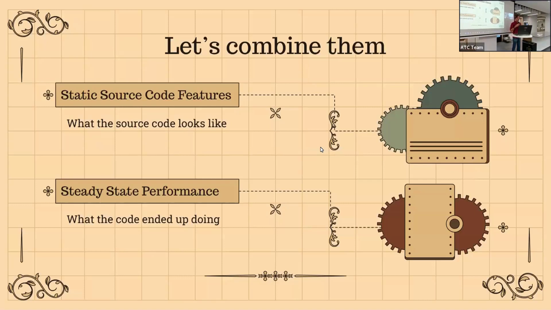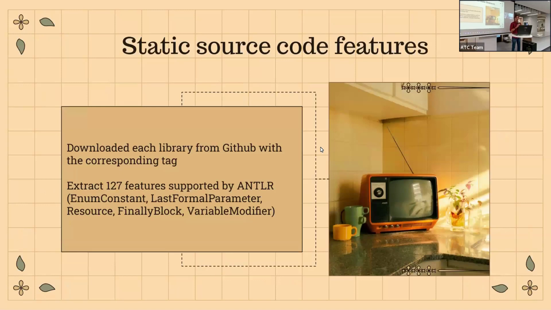And the second is the steady state performance. This is from a large, like 50 gigabyte data set that the people that wrote the initial paper gave us. And we use this 50 gigabytes of data to map what we had, the source code features, to the steady state performance. So, to get the static source code features, we downloaded each library from GitHub with the corresponding version tag, and then we extracted all of the 127 features that ANTLR supports.